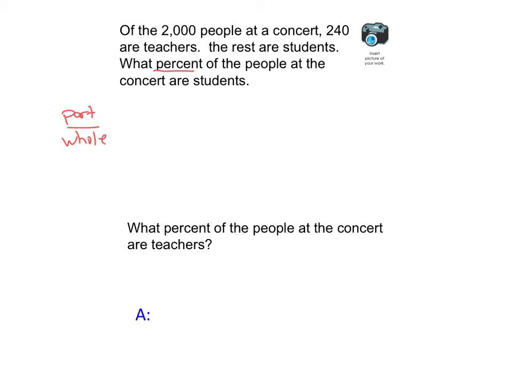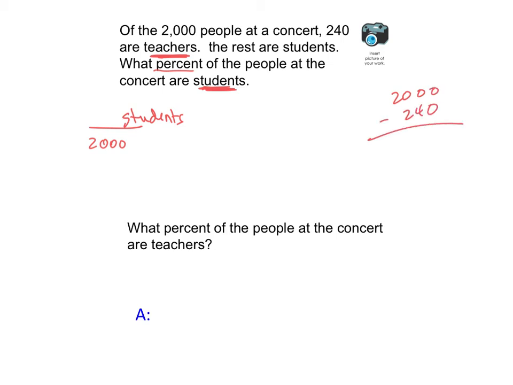Okay, so hopefully you have the total is 2,000 people. What percent of the people are students? Okay, and this gives me teachers. So there are 2,000 people, but I want this to be students. So right now I'm finding out how many students. There are 240 teachers, there are 2,000 total people. So I am going to subtract those two numbers to find out students.